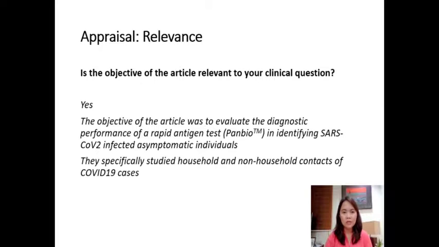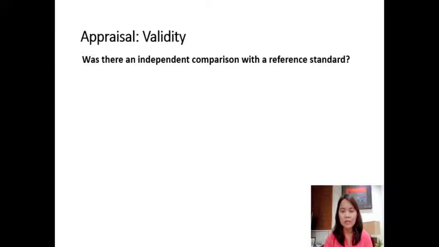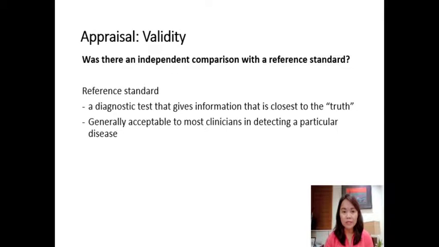In this article, the objective was to evaluate the diagnostic performance of the rapid antigen test in identifying SARS-CoV-2 infected asymptomatic individuals. They looked particularly at household and non-household contacts of confirmed COVID-19 cases. So yes, the objective of the article is similar to our clinical dilemma. The next step is to appraise the validity. The first question is: was there an independent comparison with a reference standard? So what's a reference standard?